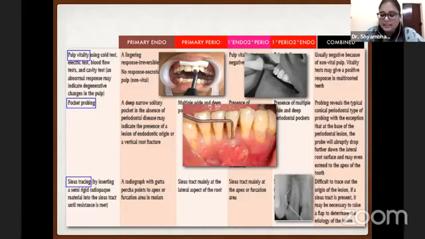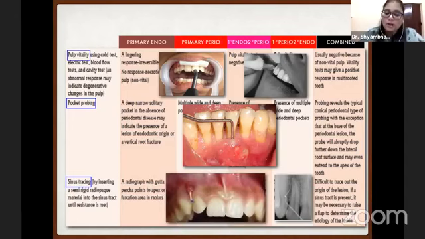If a sinus tract is present, it may be necessary to raise the flap and determine the etiology of the lesion. So just by tracing, you cannot understand whether it was a periodontal lesion or an endodontic lesion. So this is how sinus tracing is done.